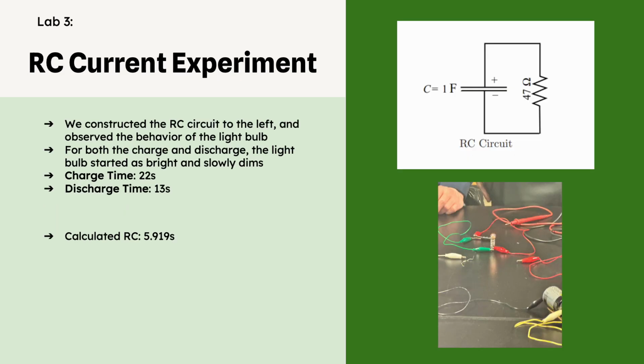For the second part of this experiment, we constructed this RC circuit to the left, which is seen in real life right here, and we observed the behavior of a light bulb. For both charging and discharging of this capacitor, the light started as very bright and slowly dimmed until there was no light left. The charge time we measured was 22 seconds, and the discharge time was 13 seconds. We calculated RC with the formula given to us earlier in the theory section, and that was 5.919 seconds.